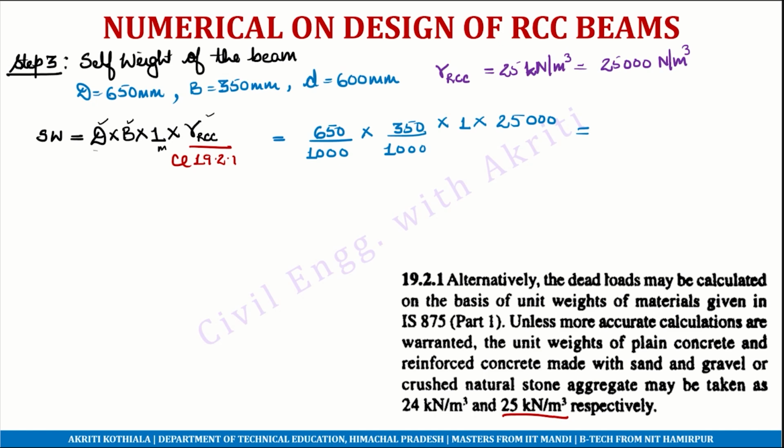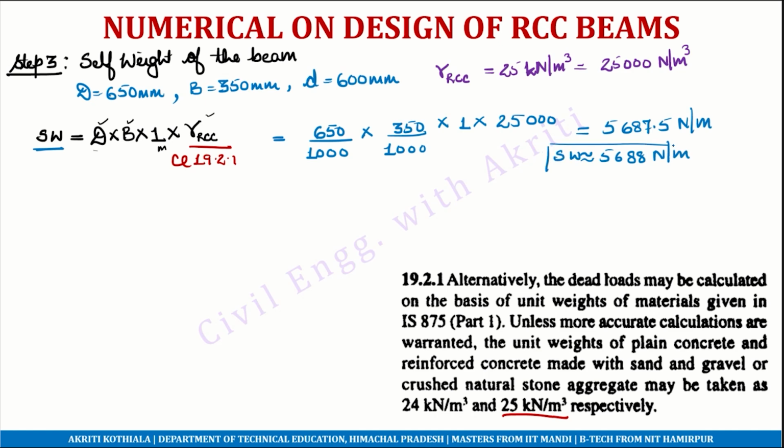So substituting, we obtain a value of self-weight equal to 5687.5 Newton per meter. So this is the self weight of the beam. We can round it up to 5688 Newton per meter for ease in calculation.